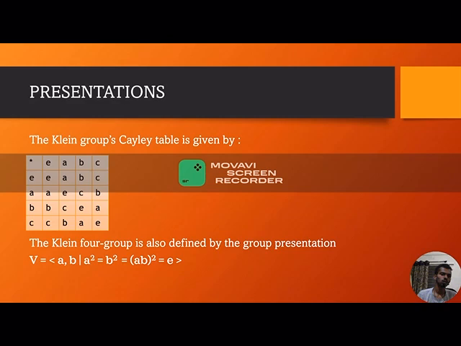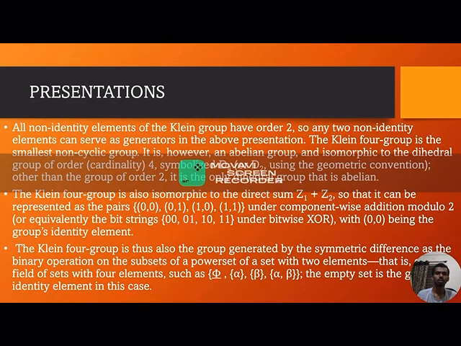All non-identity elements of the Klein 4 group have order 2, so any two non-identity elements can serve as generators in the above presentation. The Klein 4 group is the smallest non-cyclic group. It is, however, an abelian group and isomorphic to the dihedral group of order 4, symbolized D4 or D2 using the geometric convention. Other than the group of order 2, it is the only dihedral group that is abelian.